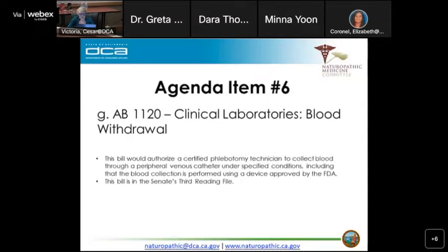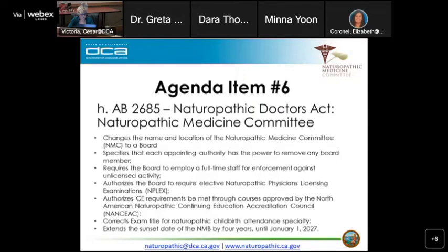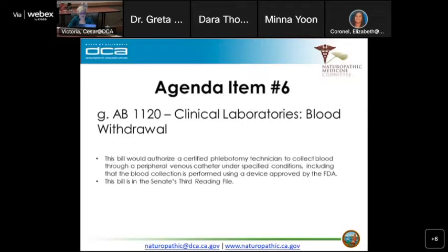Okay. AB 1120. This bill would authorize a certified phlebotomy technician to collect blood through a peripheral venous catheter under specified conditions. And it is in the Senate's third reading file, so it is moving along. And let's see, I think Rebecca would like to talk about the next slide, which is AB 2685. This is Dr. D'Amico. On the previous one, do you know what the motivation was for the catheter blood draw?